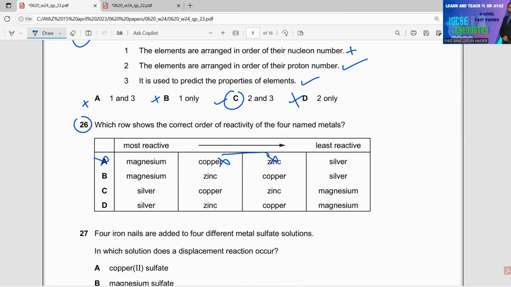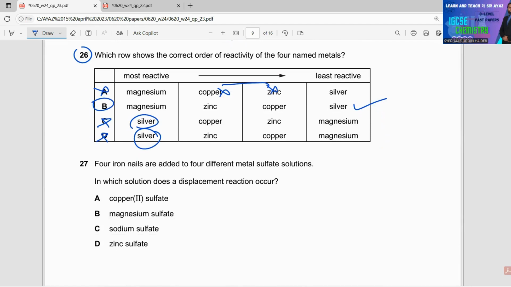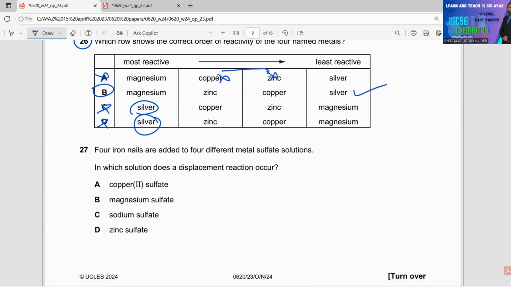What about B? Magnesium, zinc, copper, silver. This looks correct to me. This is the correct order. So this must be the right answer. I'm checking the other ones for convenience. Most reactive, you can't have silver. So both C and D are incorrect. No need to look at the other metals in the series. So B is the final answer in this.